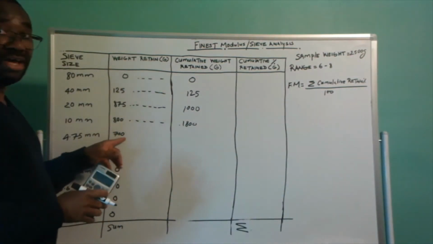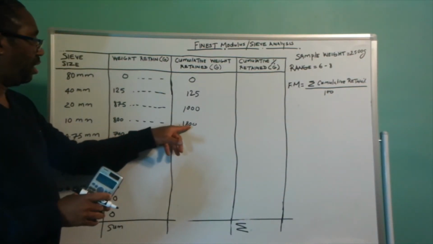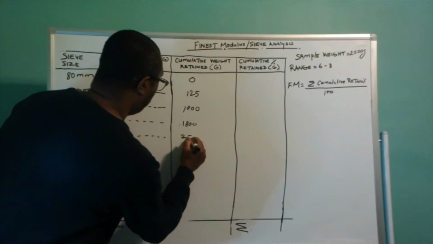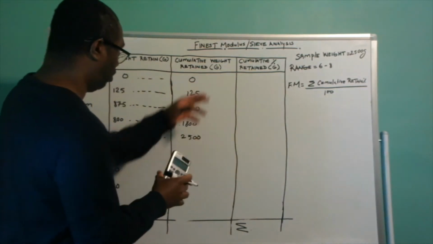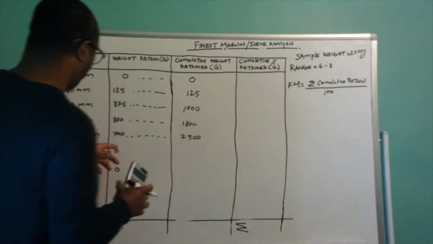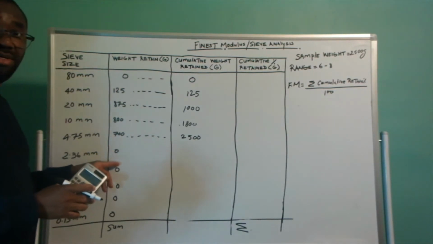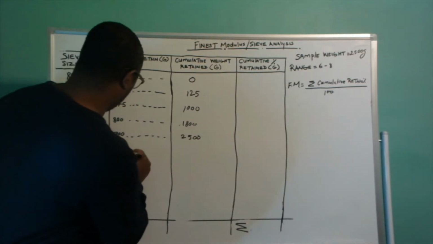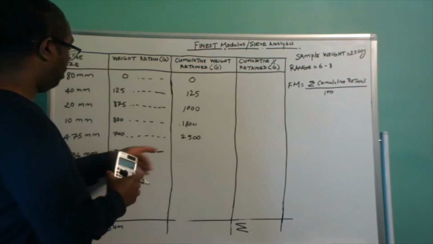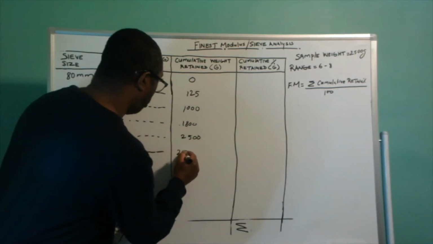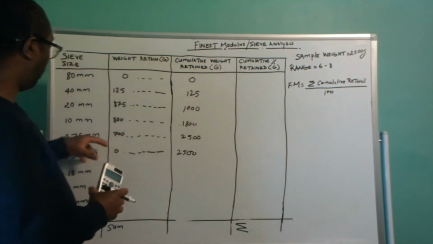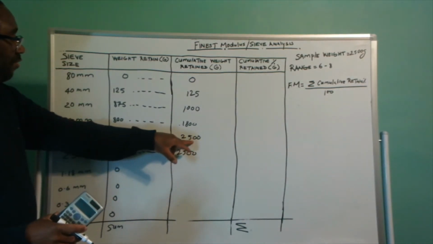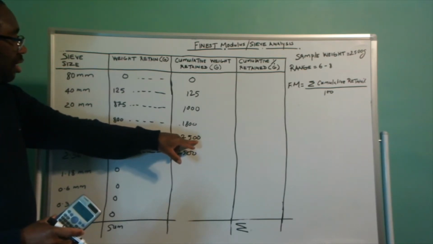And this 700 grams, we have to total it back to this 1,800 grams, which works out to be 2,500 grams of retained material. So from there on, you can see that is 0 weight of material that was retained, right? And that we can carry across this. So it's going to be 0 plus 2,500, which is going to work out to be 2,500. So you can see at the 4.75 millimeter sieve that it is 2,500 grams of material in total.